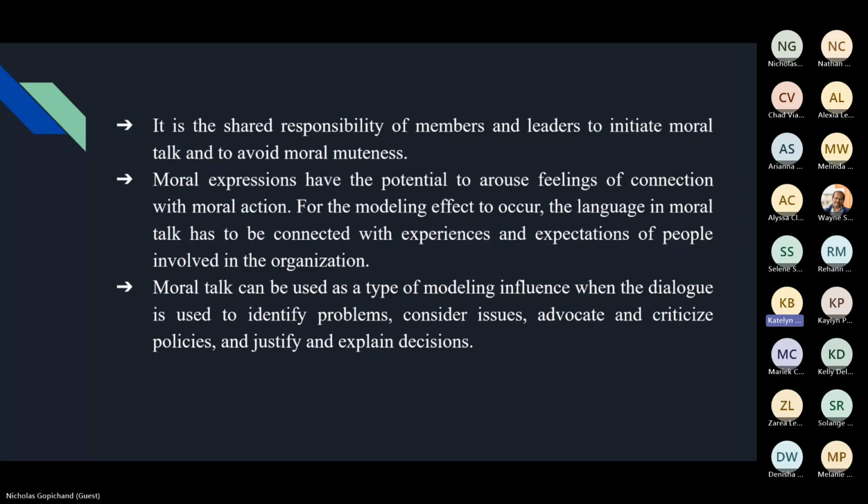Moral talk can be used as a type of modeling influence when the dialogue is used to identify problems, consider issues, advocate and criticize policies, and justify and explain decisions.